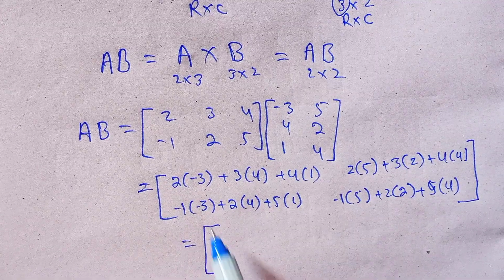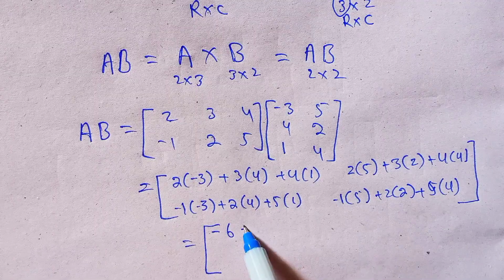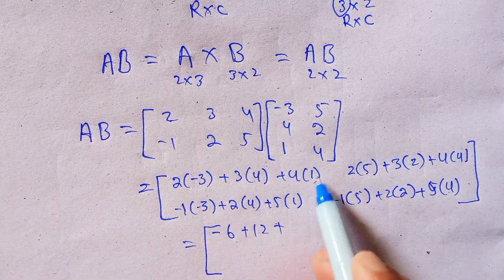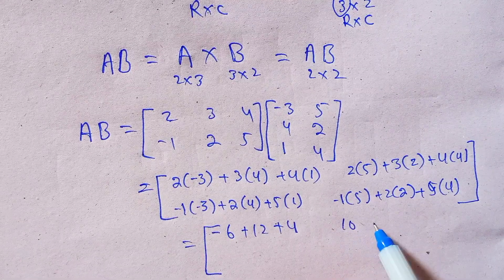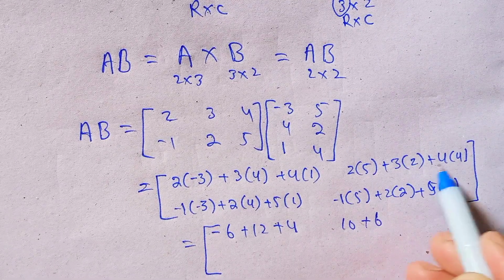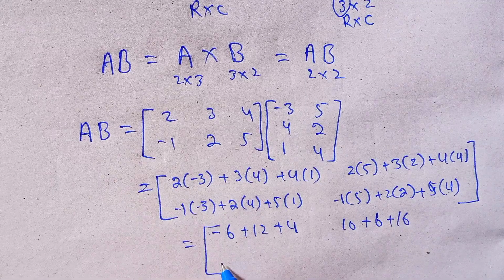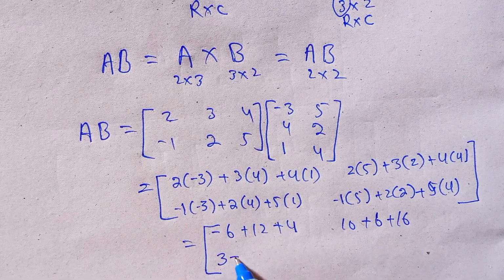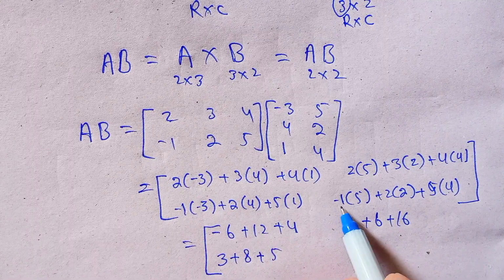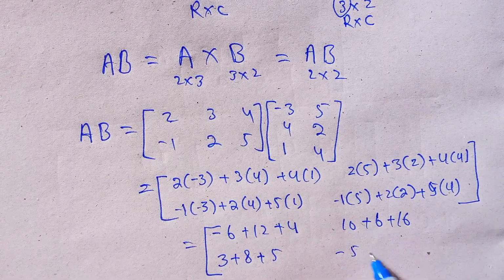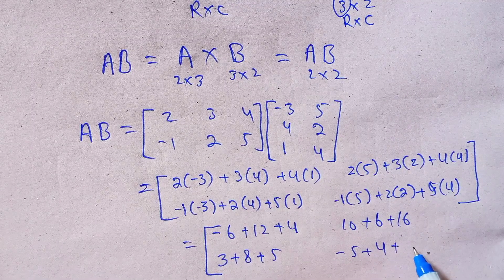So we have 2 times -3 is -6, plus 3 times 4 is 12, plus 4 times 1 is 4. 2 times 5 is 10, plus 3 times 2 is 6, plus 4 times 4 is 16. -1 times -3 is +3, plus 2 times 4 is 8, plus 5 times 1 is 5. -1 times 5 is -5, plus 2 times 2 is 4, plus 5 times 4 is 20.